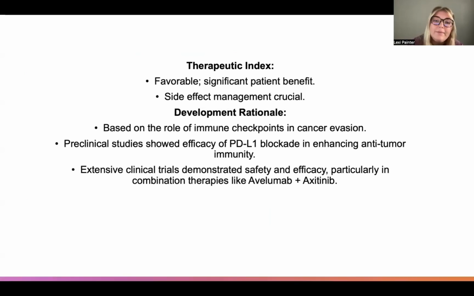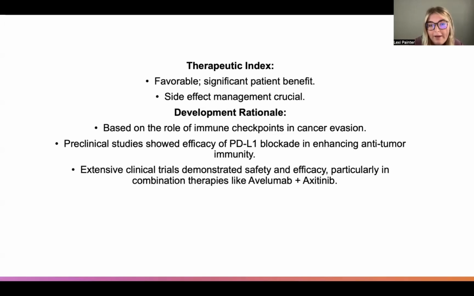The development of avelumab was based on the understanding of immune checkpoints and their role in cancer immune evasion. And by blocking PD-L1, avelumab helps restore the immune system's ability to recognize and attack cancer cells. This rational development was supported by preclinical studies demonstrating the efficacy of PD-L1 blockade in enhancing anti-tumor immunity.